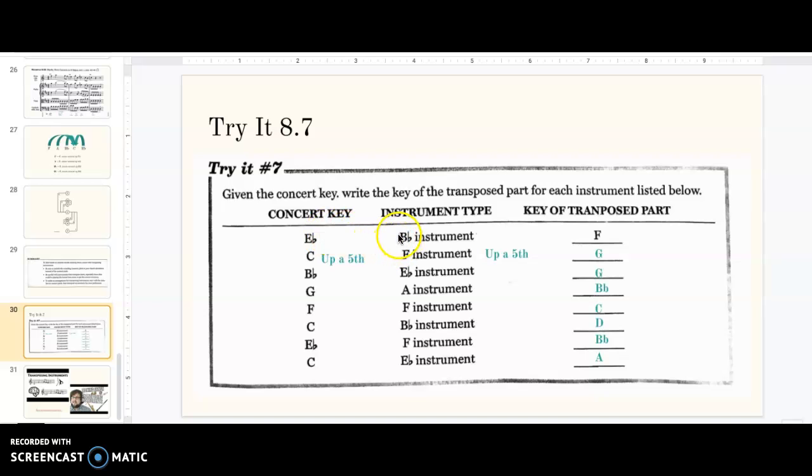So from B flat to C is a whole step up. From E flat to F is a whole step up. So we need to write F because the trumpet is going to sound down a whole step from what's written. So the B flat trumpet part will be written in the key of F, even though the piece itself is written in the key of E flat.